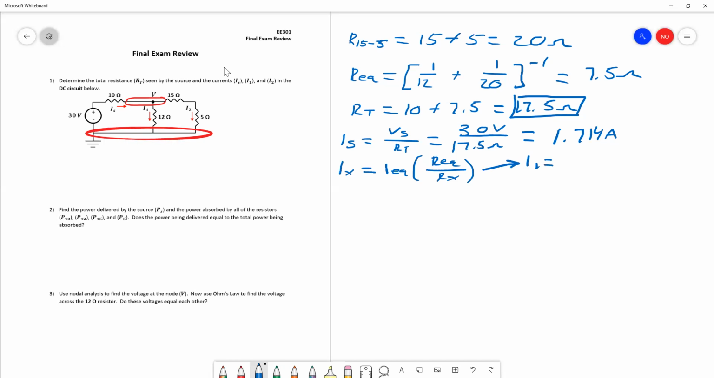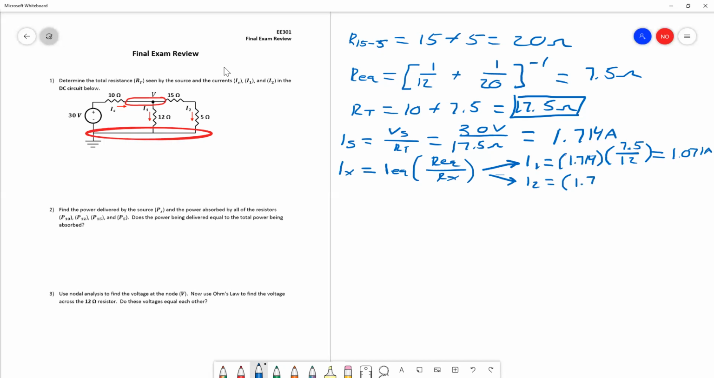So I1 will be equal to IEQ, which is the source current, 1.714, times, my apologies, the resistance of the entire parallel network, which is REQ, 7.5. And then the resistance of the branch of interest, I1 being the branch with the 12 ohm resistor. Putting that together gives us 1.071 amps.